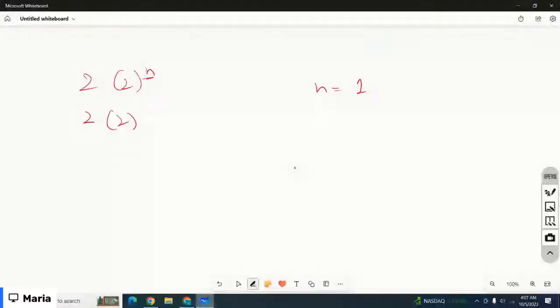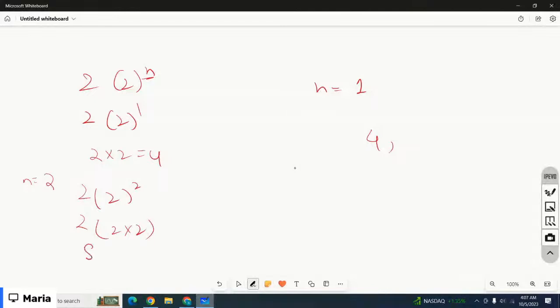2 times 2 exponent 1, right? So 2 exponent 1 is 2. 2 times 2, that would be 4. That means the first term in the sequence is 4. Now for the second one, replace n with 2. Put n equals 2. 2 times 2 squared. So 2 squared means you need to do 2 times 2. 2 times 2 is 4 and 4 times 2 is 8. So the second term in the sequence is 8.